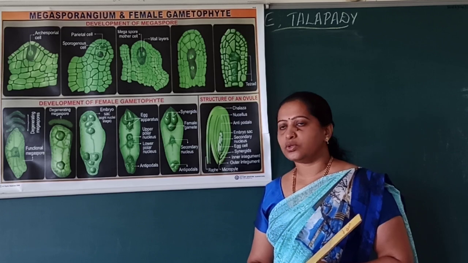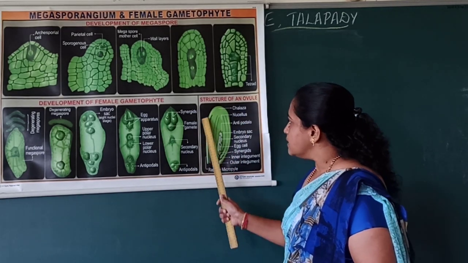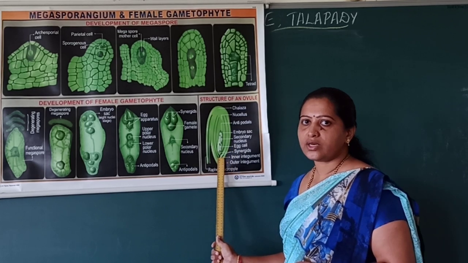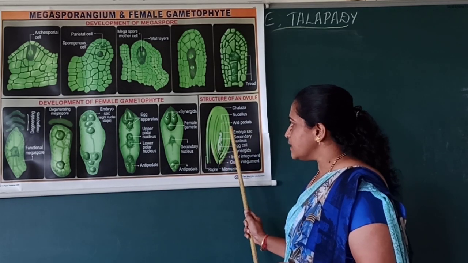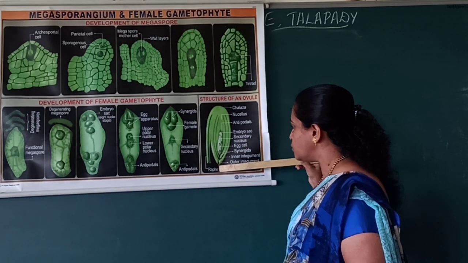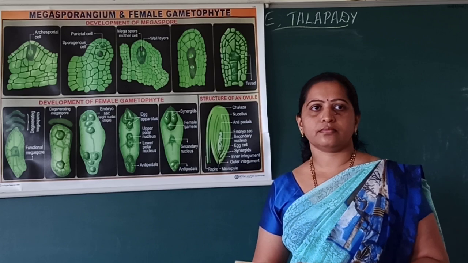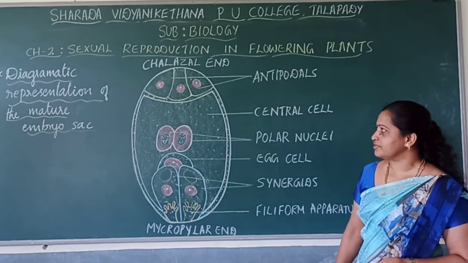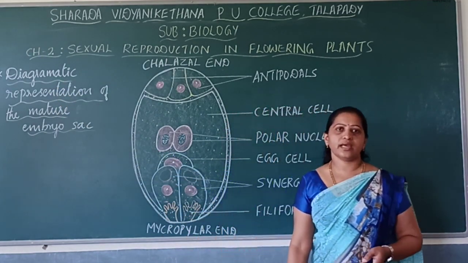This is a diagram that clearly shows that this embryo sac development takes place inside the megasporangium or inside the ovule, and how the cells are present and what is the position of the embryo sac. Embryo sac is usually found towards the micropylar end. Now let us study the diagrammatic representation of a mature embryo sac.